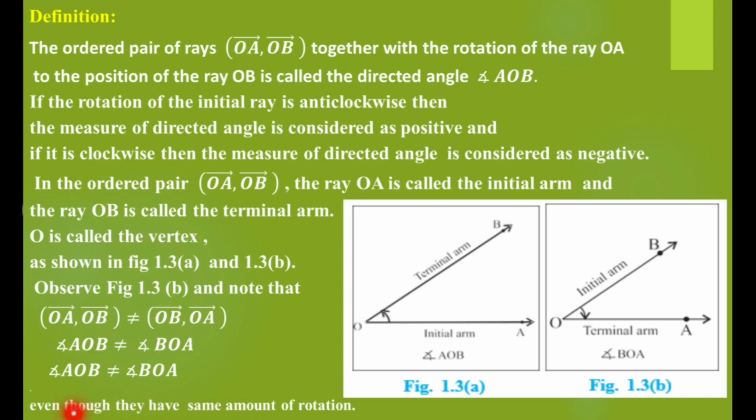Now we have to note one point here. Even though they have the same amount of rotation, that means in both figures, if you measure the angle, you get the same angle. But due to the interchange of initial and terminal arm, we have to write positive or negative depending on the initial arm and the terminal arm, that is the final arm.